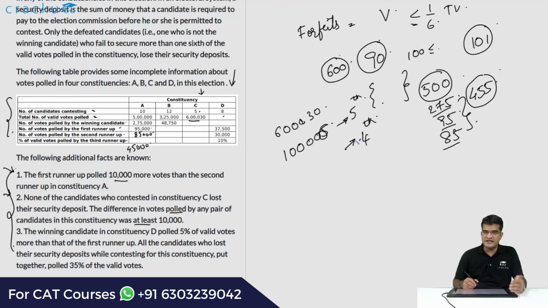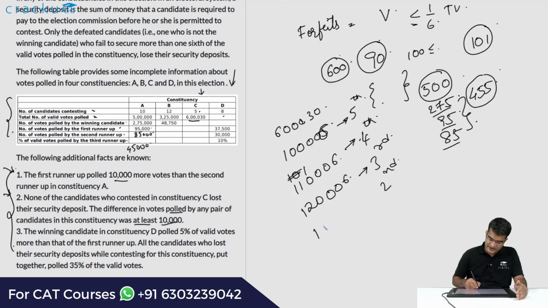Because the difference between any 2 candidates is at least equal to 10,000, the minimum number of possible votes received by the 4th candidate will be 1 lakh 10,006. Similarly, the minimum number of votes received by the 3rd candidate will be 1 lakh 20,006, the second candidate will be 1 lakh 30,006, and the minimum number of votes that the winning candidate has got is 1 lakh 40,006.